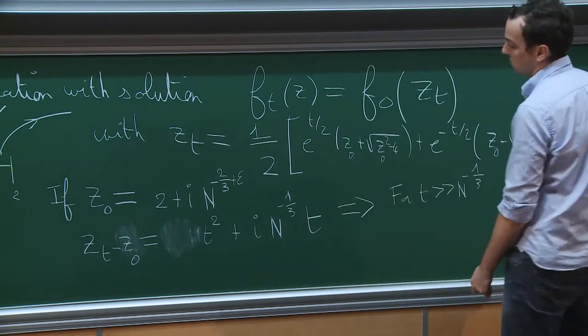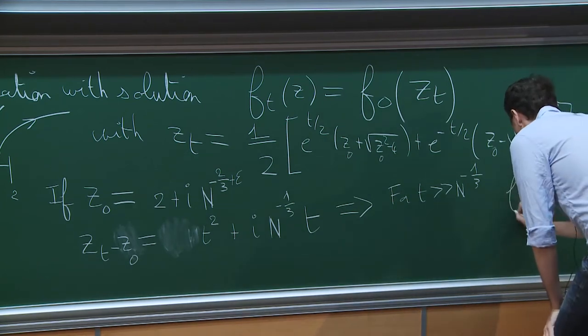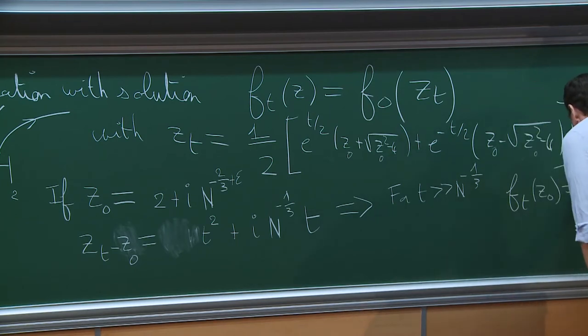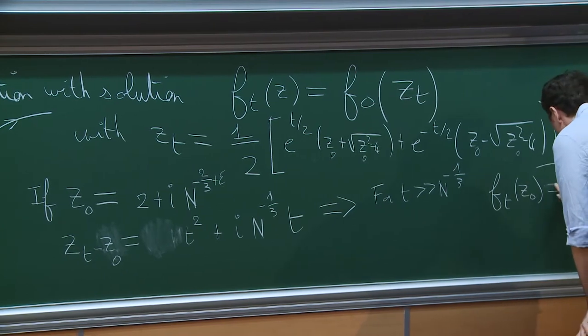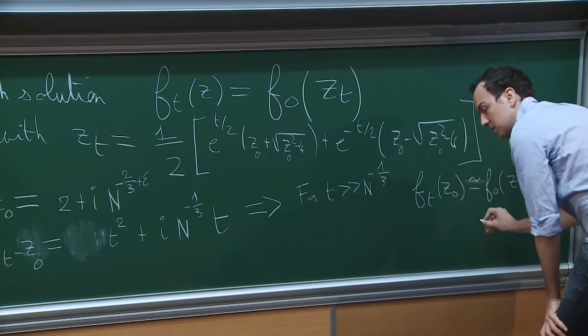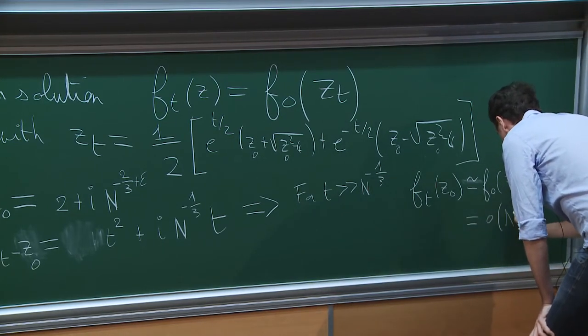And as a consequence, what you end up with is the fact that f_t of z, 0, is equal to f_0 of z_t. This we already know at first order. But we now know, thanks to this, that this is actually, you can just check, a small o of n to the minus 2/3.